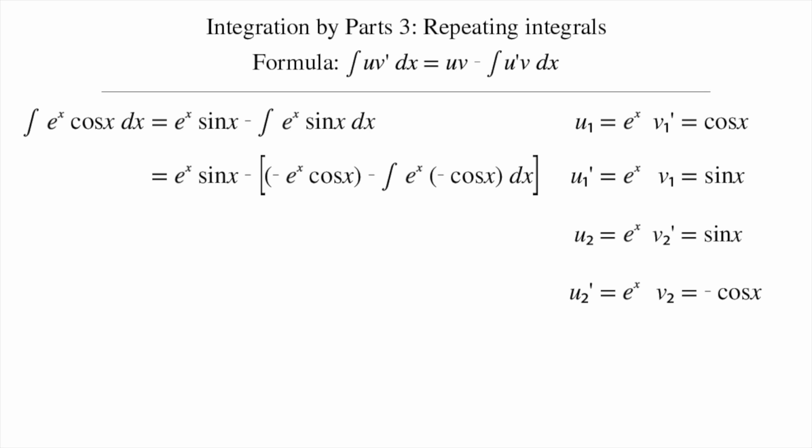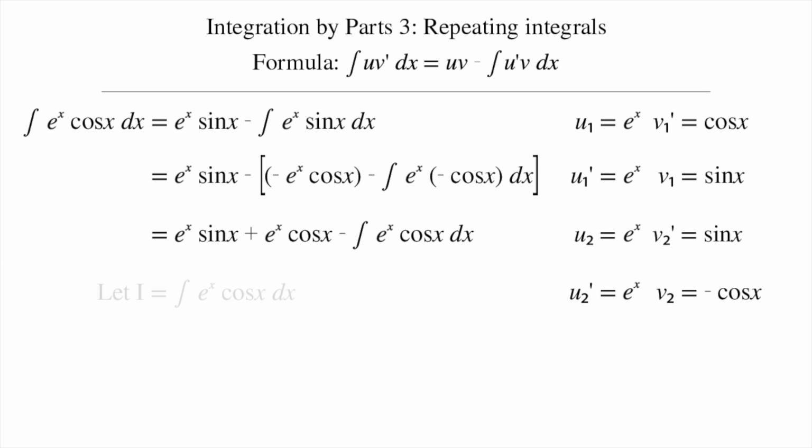Now, we have the original integral is e to the x sin x plus e to the x cos x minus, because we have three negative signs, the integral of e to the x cos x dx. We notice that the integral we now have on the right is the same as the original integral.